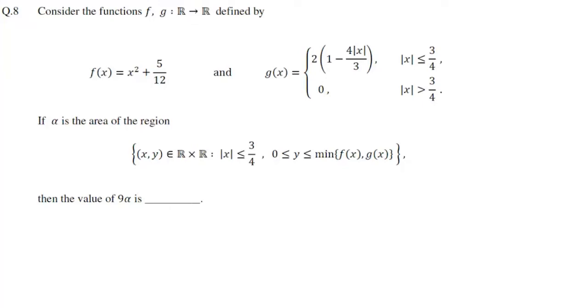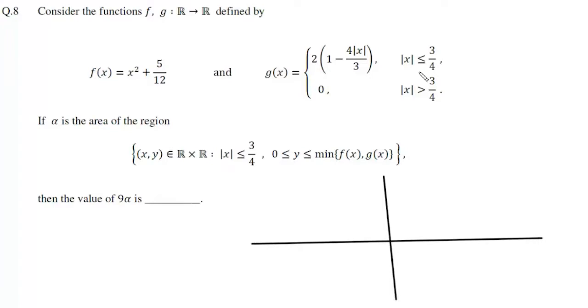Now in question number 8, we are given two functions f(x) and g(x), and alpha is the region where mod x is less than or equal to 3 by 4 and y is the minimum of f(x) and g(x). So what we'll do is draw the graph of f(x) and g(x). First we'll draw these axes.